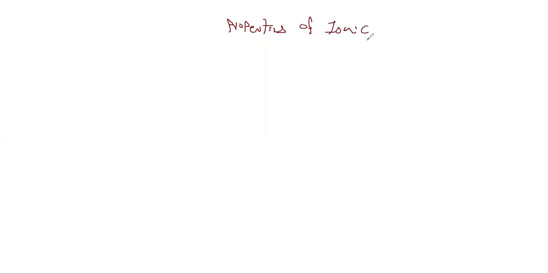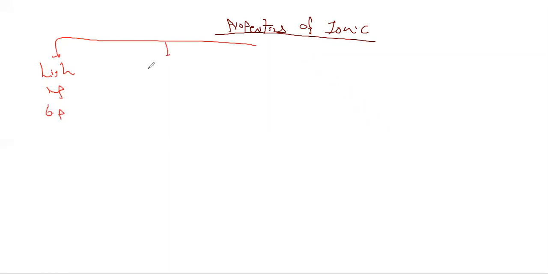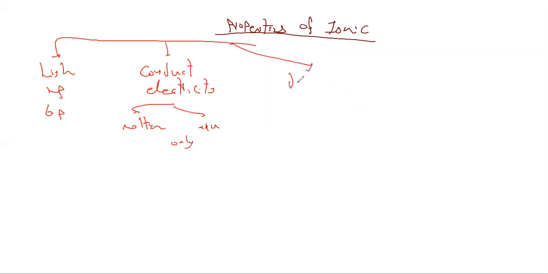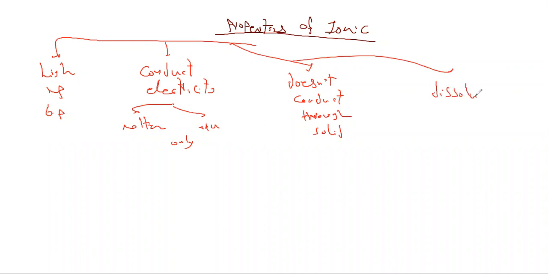Properties of ionic compounds: they have high melting and boiling point, conduct electricity when molten or aqueous, molten or aqueous only, doesn't conduct through solid, and dissolve in water. And then explain why for each one.